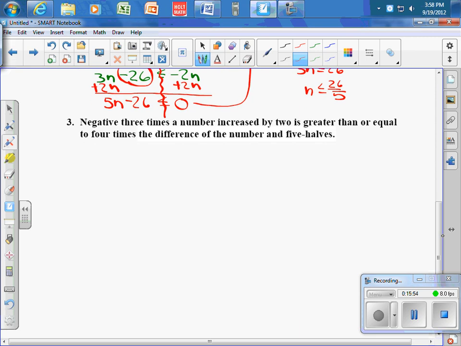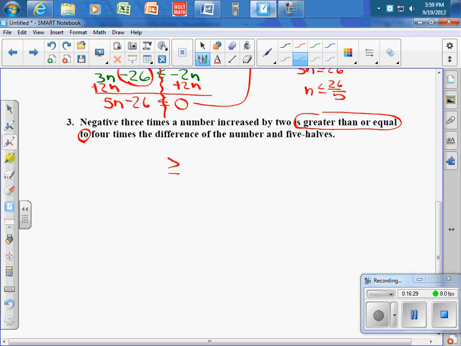So, number 3. Negative 3 times a number increased by 2 is greater than or equal to 4 times the difference of the number and 5 halves. Oh my. All right, let's find the inequality sign and start from there. Is greater than or equal to?